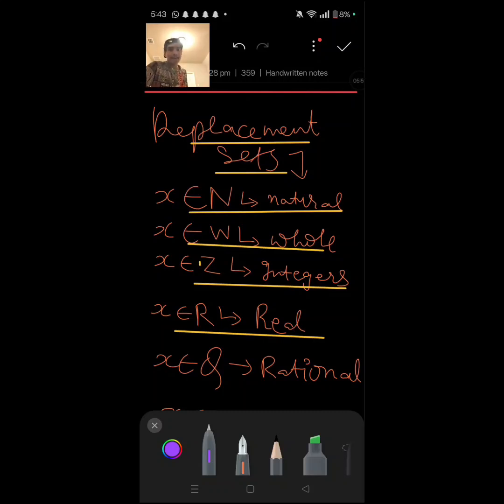If x belongs to N, N indicates natural numbers. Natural numbers are what? 1 all the way up to infinity. X belongs to W talks about whole numbers. So 0 up to infinity, it's a whole number. And x belongs to Z, integers. That means negative infinity all the way up to infinity as long as it's a whole number. Now real numbers can be anything. X belongs to R is real numbers. It can be fraction, decimal, irrational, anything.